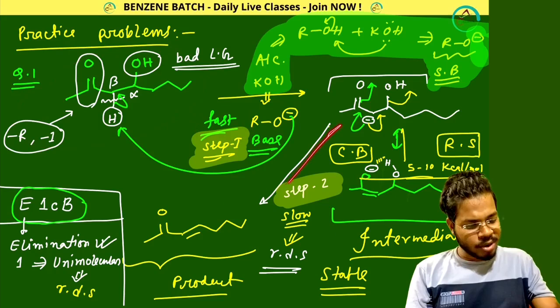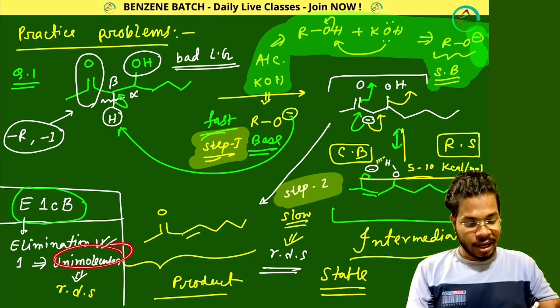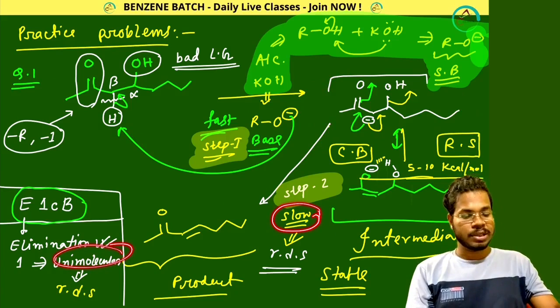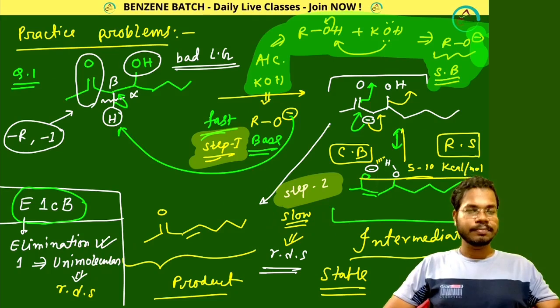No, in the slow step, how many reactants are participating? Only one. That's why it is unimolecular. I have to look at the slow step, because from the slow step I can determine the rate of the reaction. That's the logic. Okay.